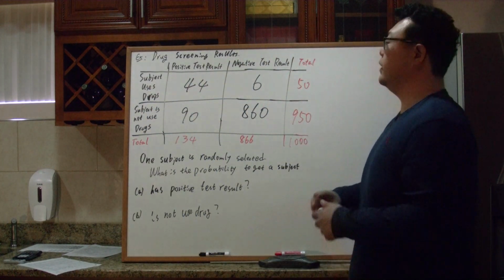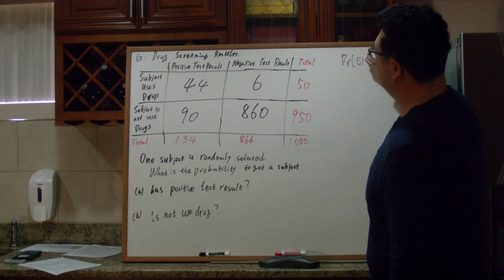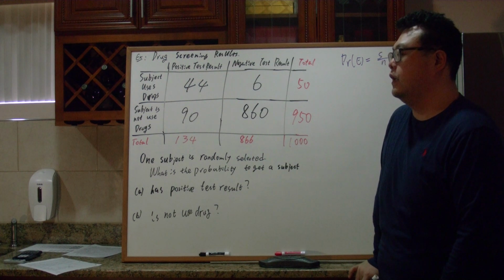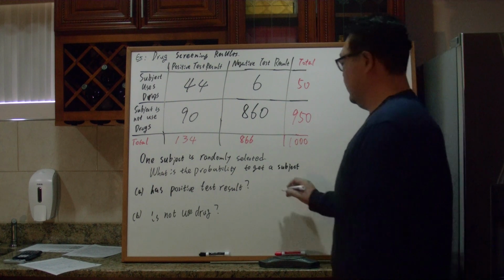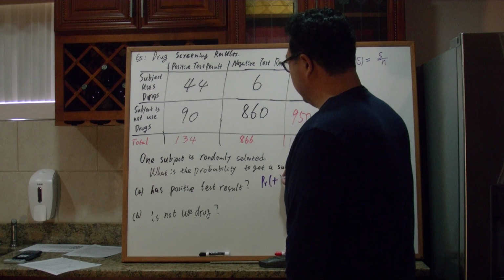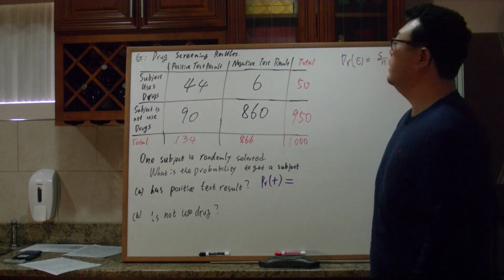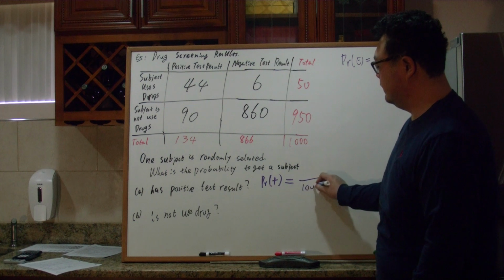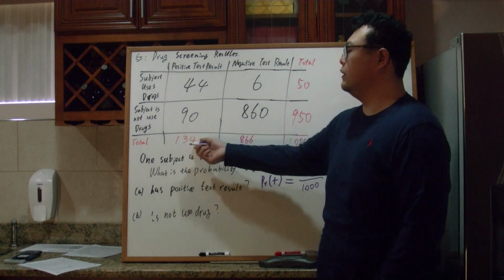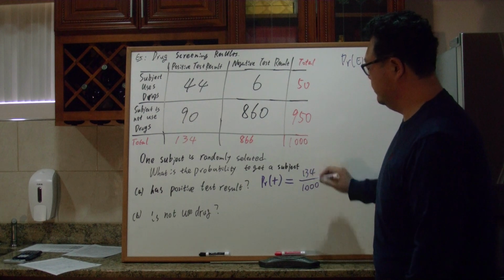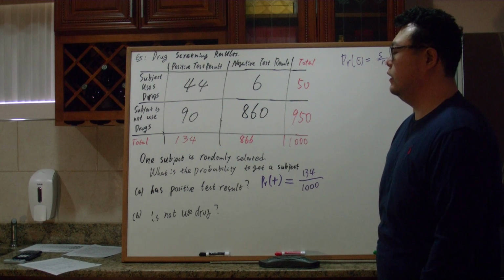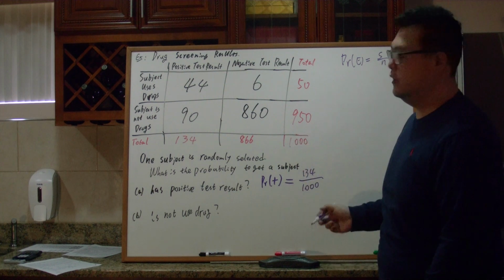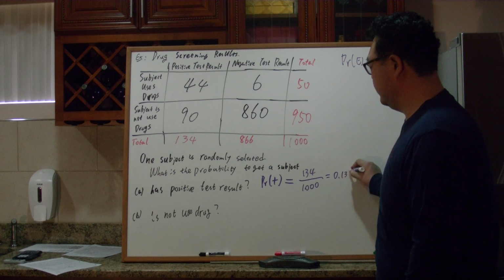The classical approach we use: the probability of E is S over N, where N is the total and S is how many ways E can occur. So the probability of a positive test result is how many positives from the total. The total is 1,000. The positive test results are 134 of them. To select one randomly, we get 134 possible selections over 1,000 total. You divide that, 0.134.